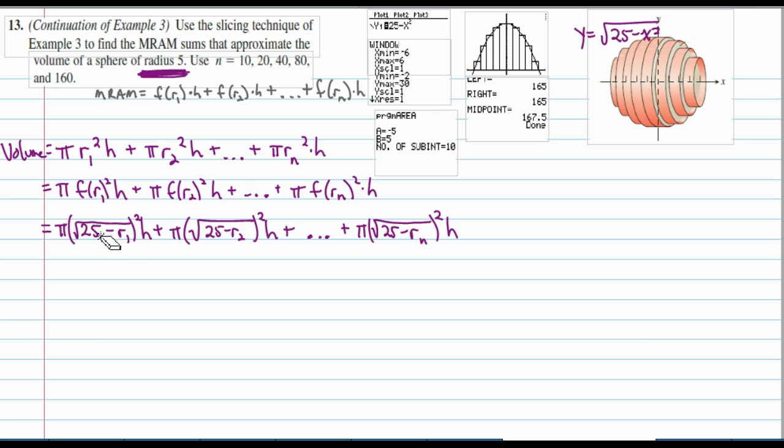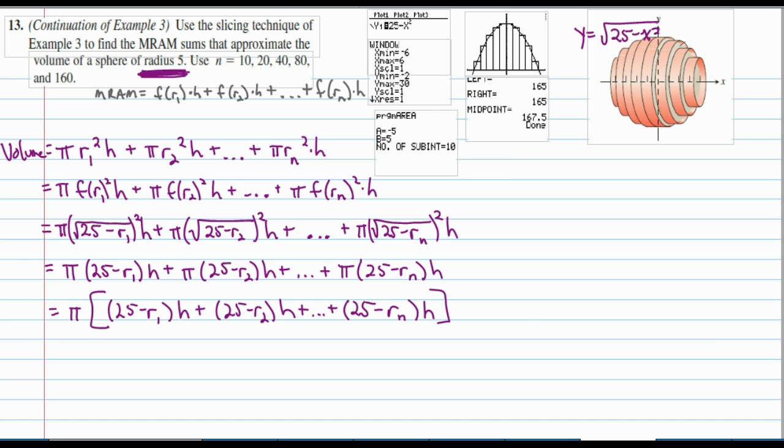So here I actually did plug that in, so it's pi and then square root of 25 minus r sub 1 squared, r sub 2 squared, etc., r sub n squared, of course times the height for each one of those. So far nothing new, I'm just doing this the long way. Now of course a square root squared is just 25 minus r sub 1, 25 minus r sub 2, etc. Now I factor out pi.